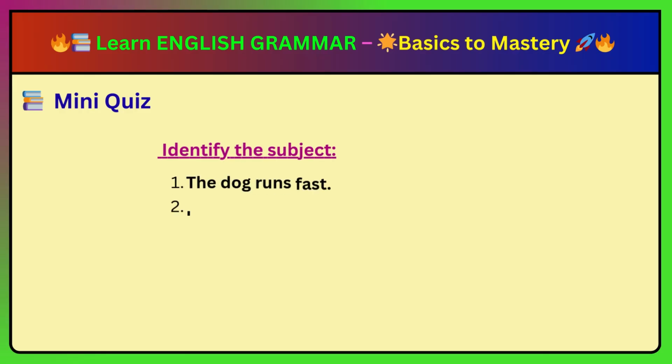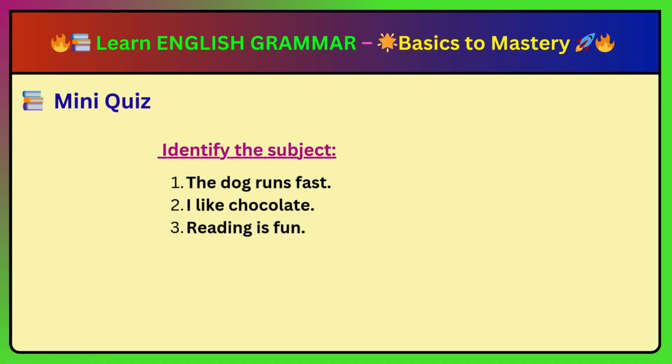Please read the following sentences carefully and identify the subject in each sentence. The dog runs fast. I like chocolate. Reading is fun. Take a moment to think, who or what is the sentence about? Answers are: the dog runs fast. Subject is the dog. Here the subject is an animal because the sentence is about the dog. I like chocolate. Subject is I. Here the subject is a person because the sentence is about yourself.